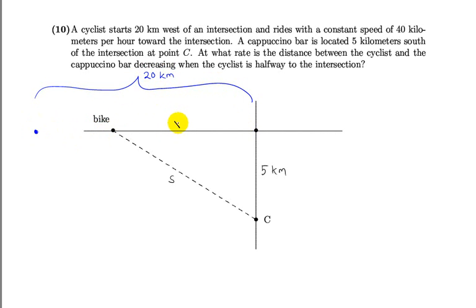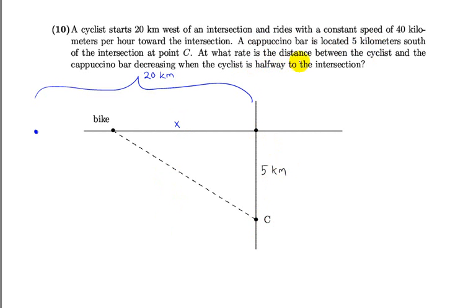So let's call x to be the distance, to be precise, x of t to be the distance at time t, the distance from the bike to the intersection. Okay, to be precise, this should be x of t, x a function of t. But let's write just x, but keep in mind that this x is a function of t. Okay, and a cappuccino bar is located 5 kilometers south of the intersection at the point C.